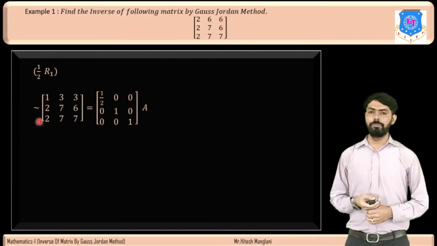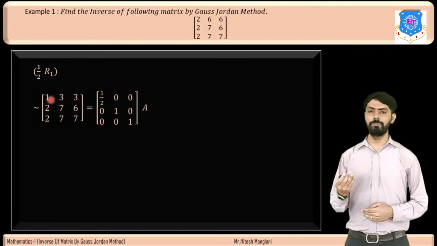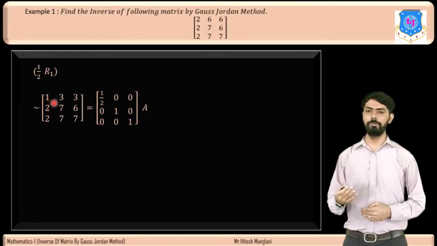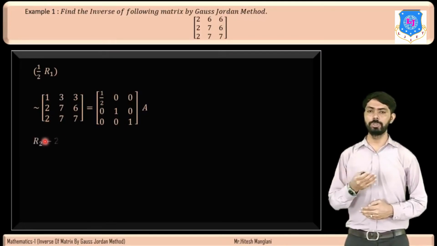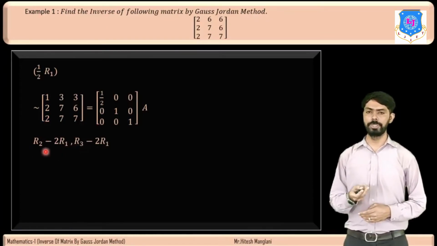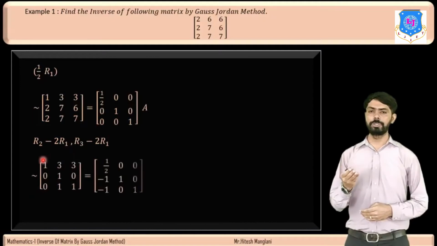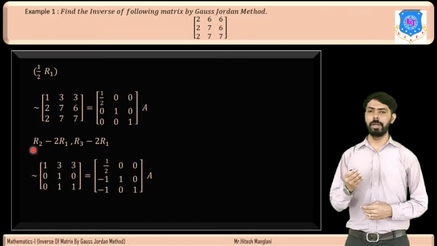Now if you look at the first row, the leading entry is 1, but all entries below the leading one should be 0. So for that we will multiply the first row by 2, then subtract it from the second row. In the same way, we will multiply the first row by 2, then subtract it from the third row. So we will use these two row operations, R2 minus 2R1 and R3 minus 2R1. If we apply these, the first row will be as it is, that is 1, 3, 3. Now we are applying the row operation R2 minus 2R1.